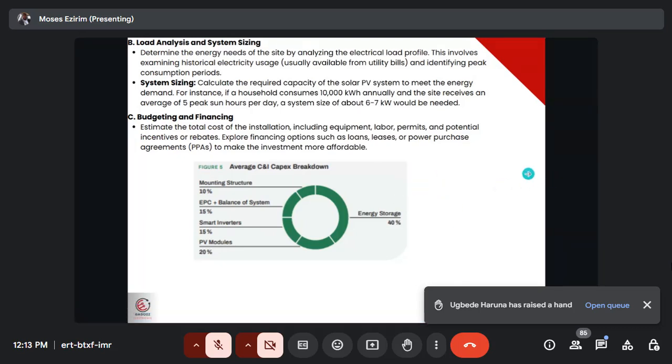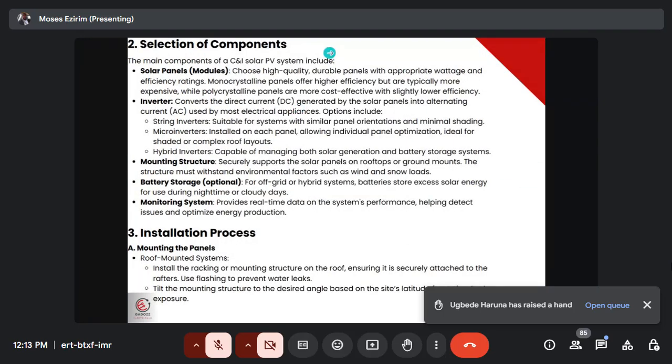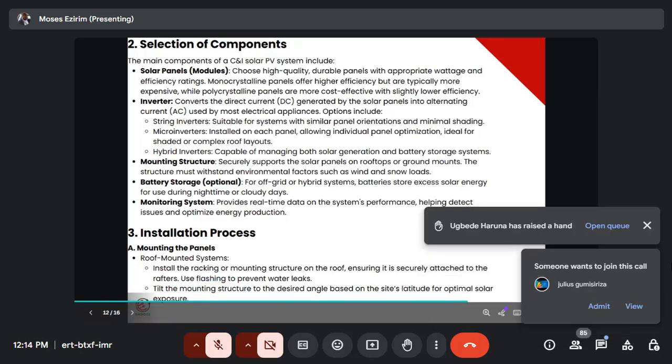Now, selection of your components. I think we've talked about these components. The main components of C&I: solar panel, inverter, module structure, battery, monitoring system. We've talked about it. Now, the installation process, that is the next step. Installation process, mounting these panels. Now, if you're going to use your roof mount system, you need racks.